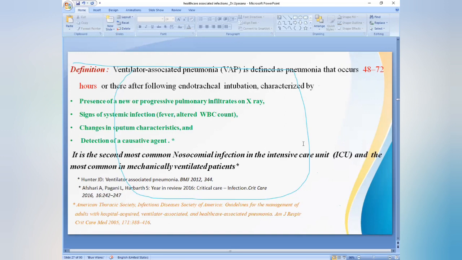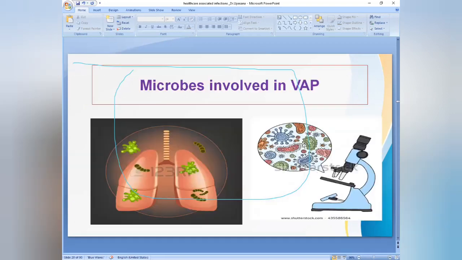This is the second most common reason for healthcare associated infections, especially in the ICU areas. It occurs in mechanically ventilated patients, leading to ventilator associated pneumonias.